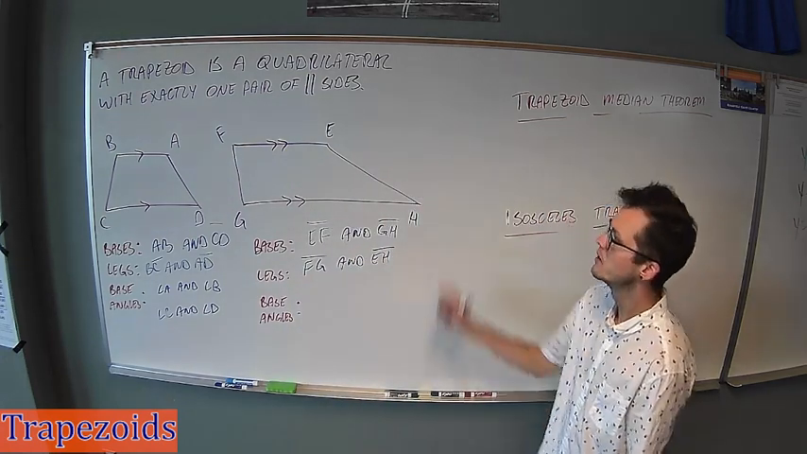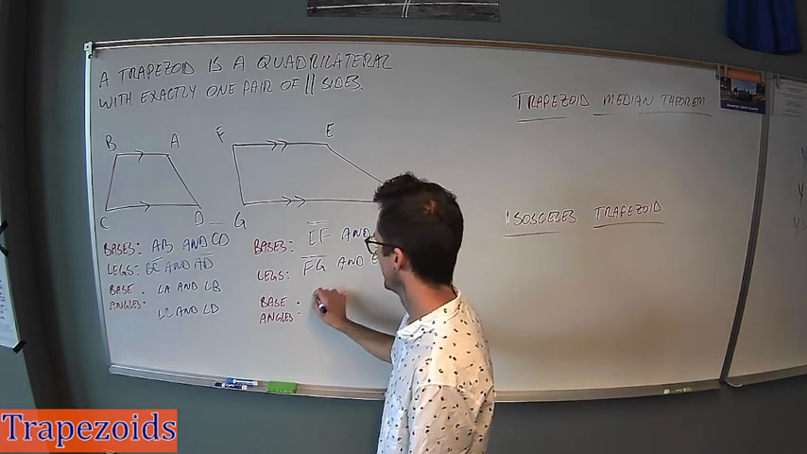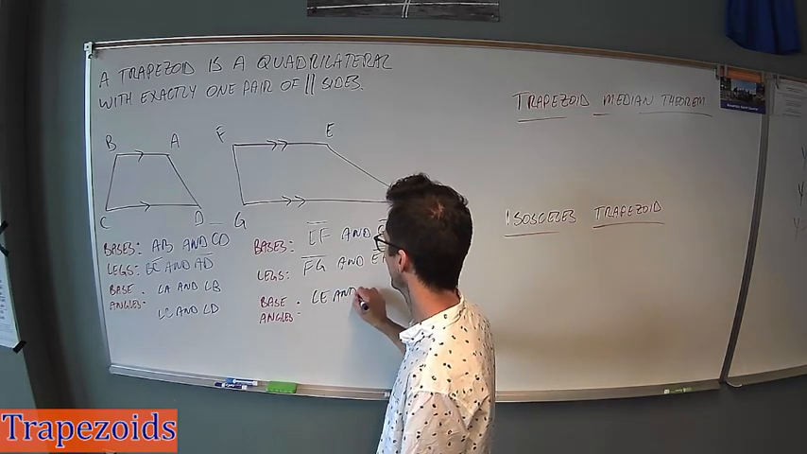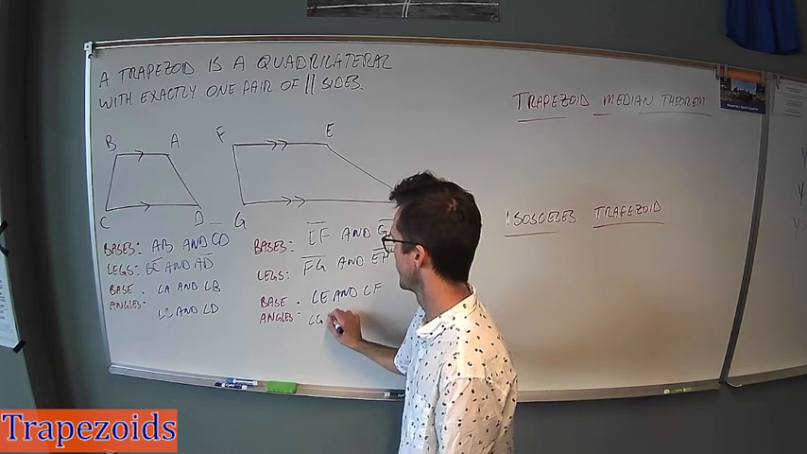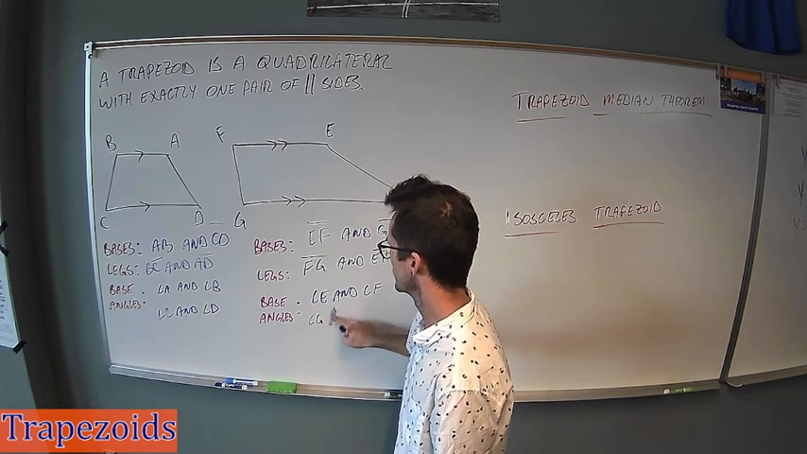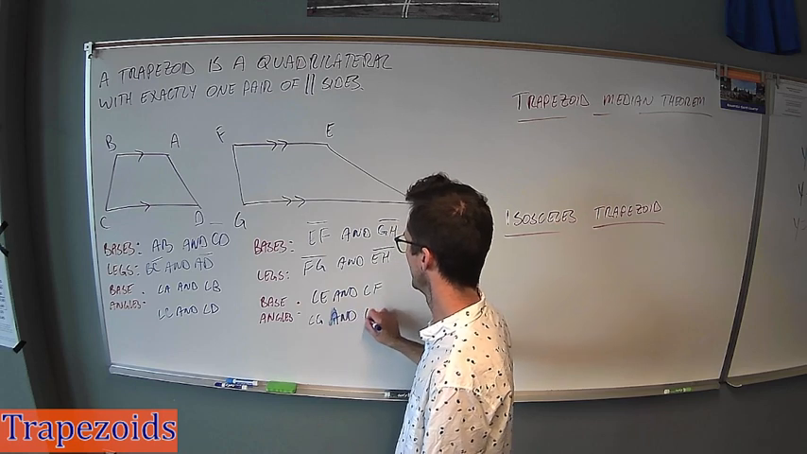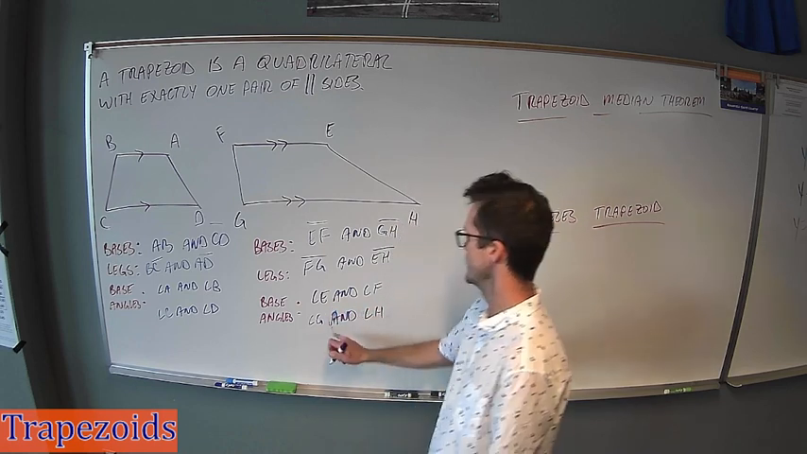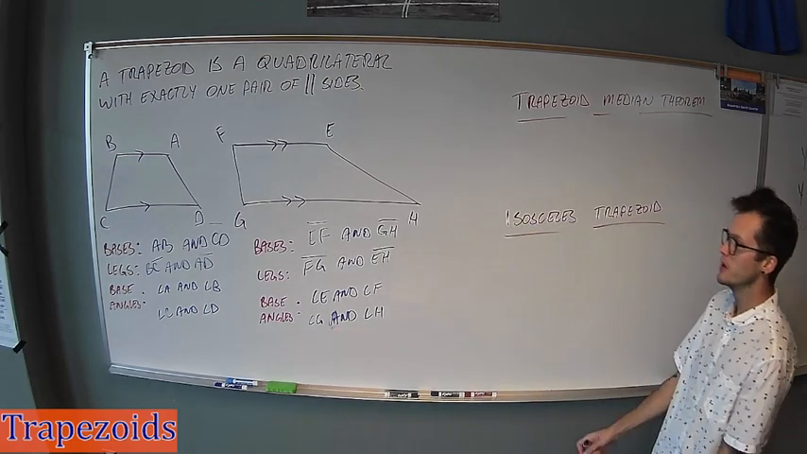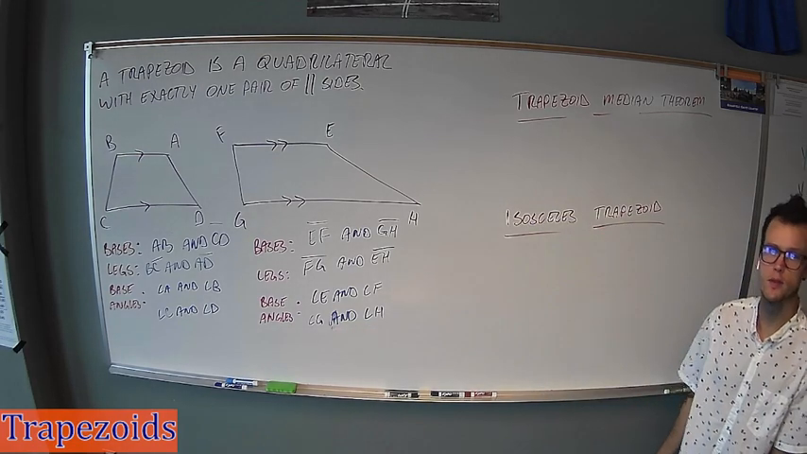Base angles. Angle E and angle F are the first pair. Second pair, angle G and angle H. Sorry if that's messy. Okay, let's talk about a few distinct things with trapezoids and we'll wrap this thing up.